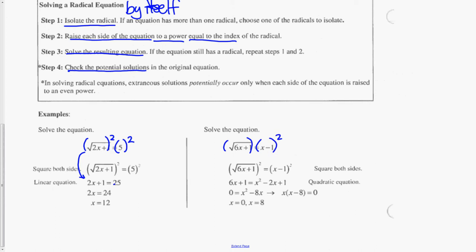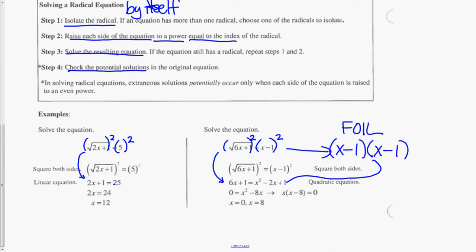On the right-hand side, this one is going to have a little bit more work to it, because I have an x minus 1 that I'm going to square. So when you square the square root of 6x plus 1, you get 6x plus 1 to come out. But now over on the right side, you've got x minus 1 squared. Don't forget, that's the same thing as x minus 1 times x minus 1. And that's something that you're going to need to FOIL in order to get that x squared minus 2x plus 1 that's down there.